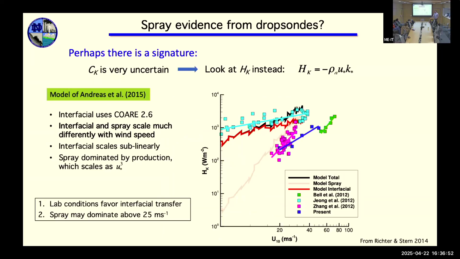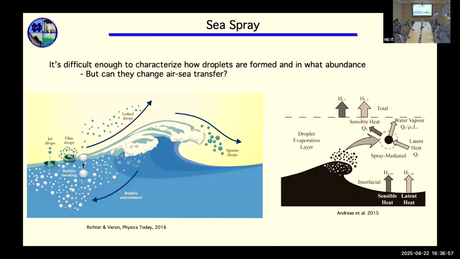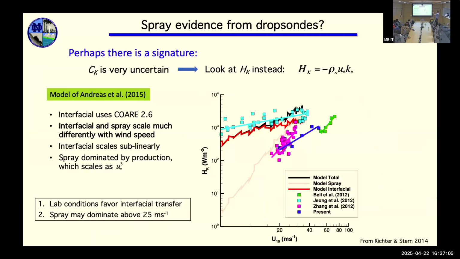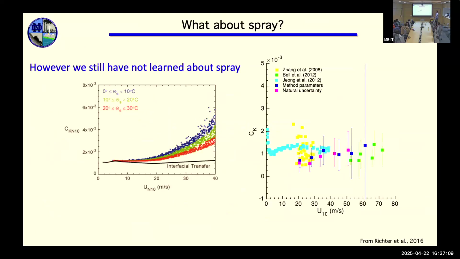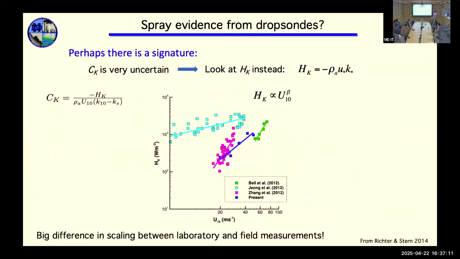Okay, I'm going to have to start making choices about what I'm going to skip because I'm taking a while, but I think that's fine. So let's look at the question of sea spray, because the point of this is to say that there's some evidence from the dropsonde measurements that spray might be doing something, even if it's not this big dramatic increase in the flux coefficient.